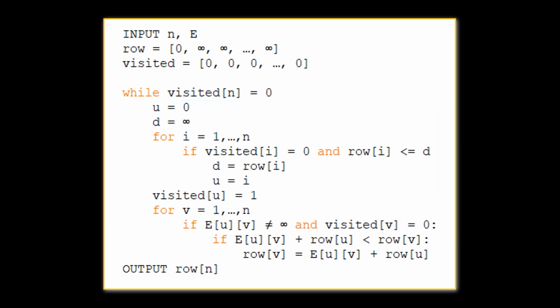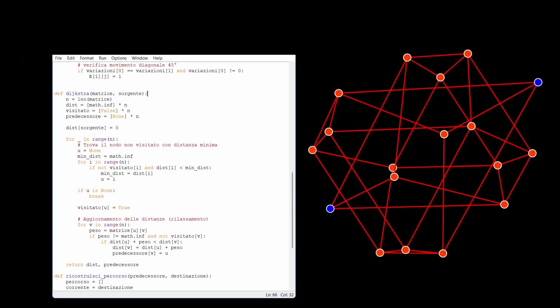When the vertex n has been visited, the program returns row n, which is the minimum distance between vertex 1 and vertex n. The Python code I actually used also includes automatic reconstruction of the path and a check to avoid infinite loops in case no path exists between the two vertices.